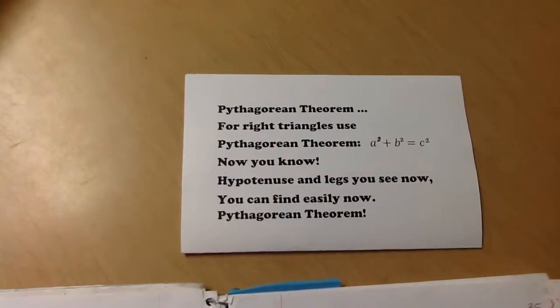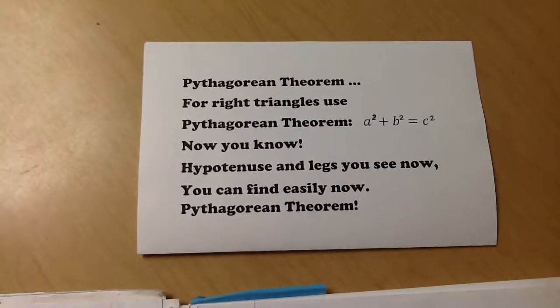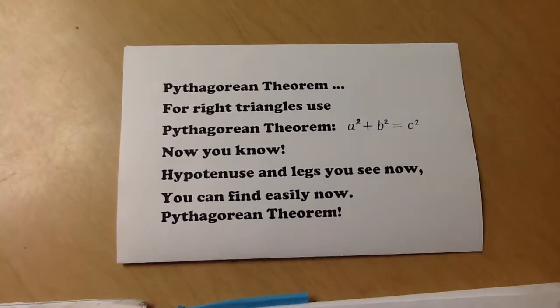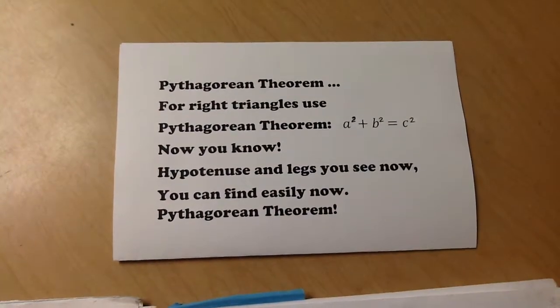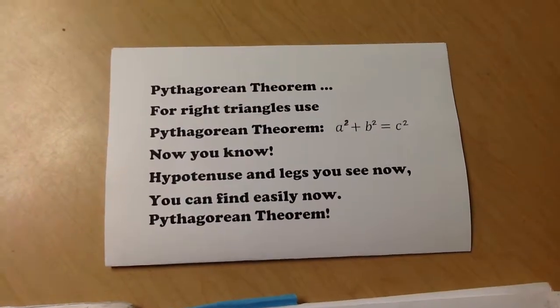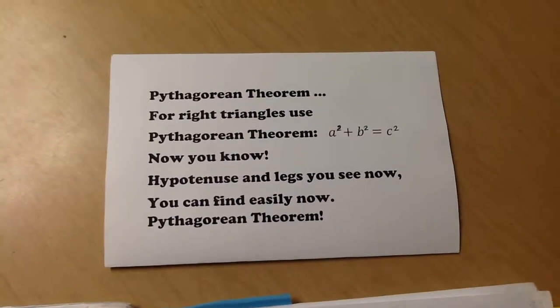There's the song again in case you wanted to see it. One more time we sing. Pythagorean Theorem. For right triangles use Pythagorean Theorem. A squared plus B squared equals C squared, now you know. Hypotenuse and legs you see now. You can find easily now.